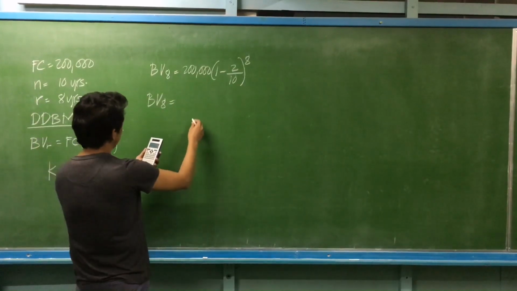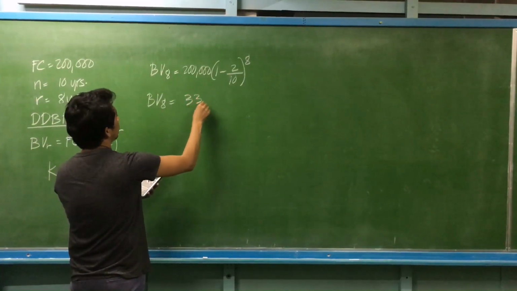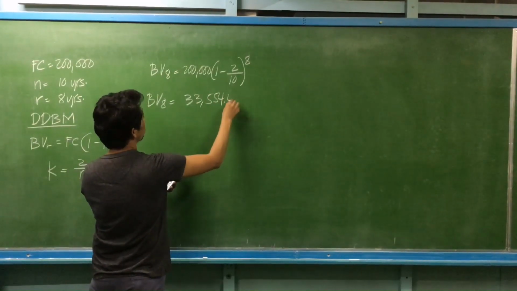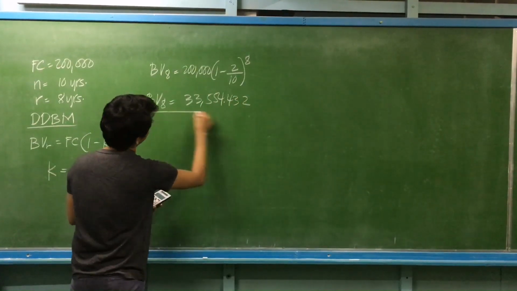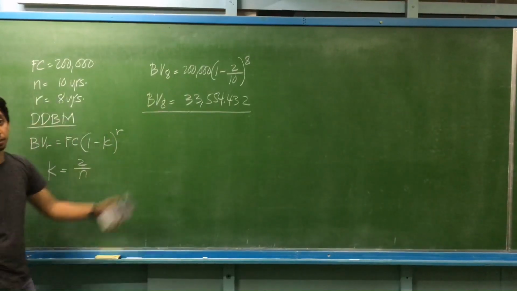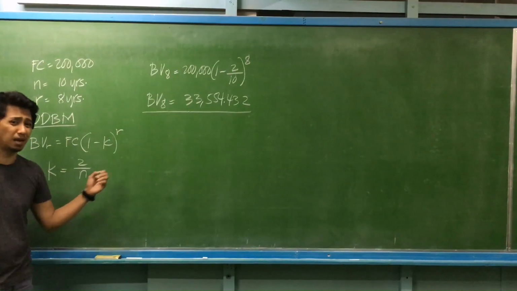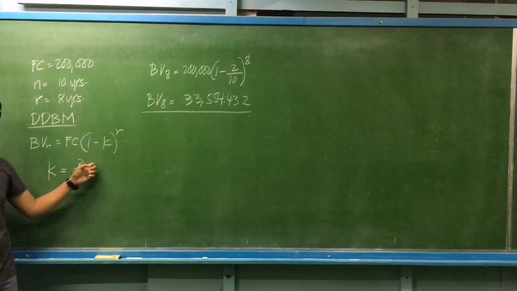Okay, so the book value after 8 years, you have 33,554.432. Okay, ito yung sagot for this problem, the double declining balance method. May Caltech din ito, pero parang mas simple lang kahit na paano if you're using the formula.